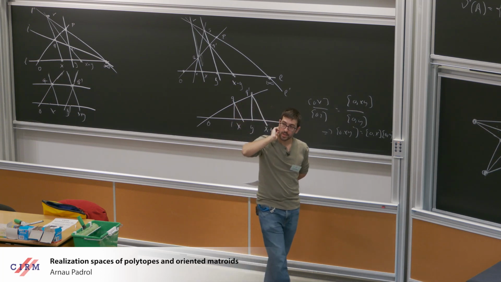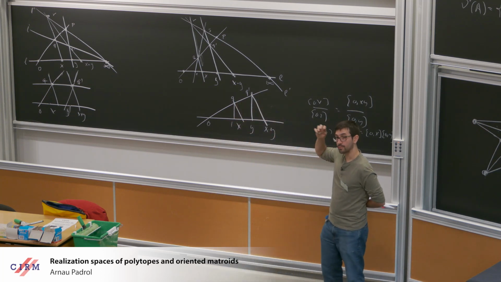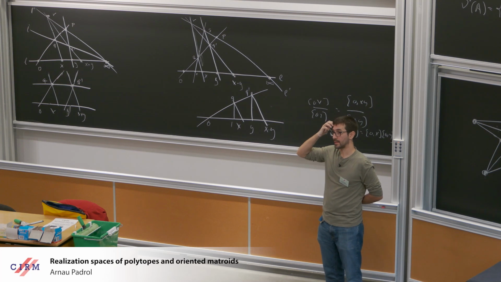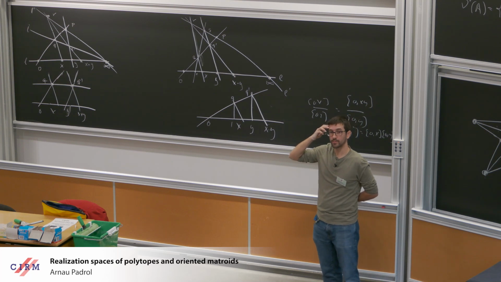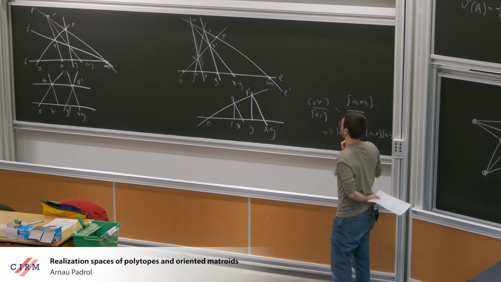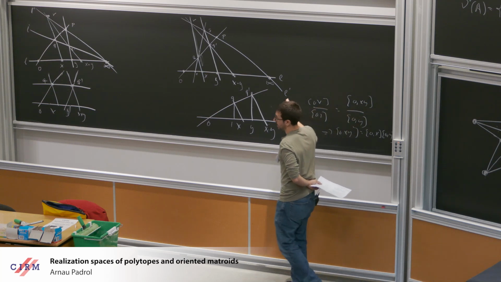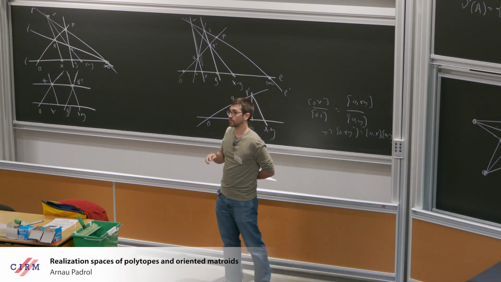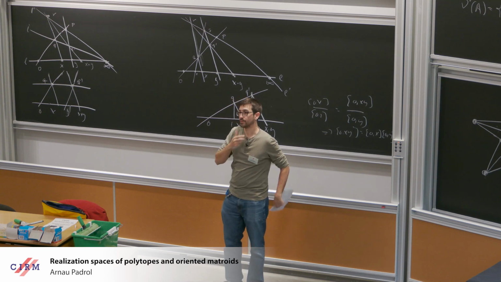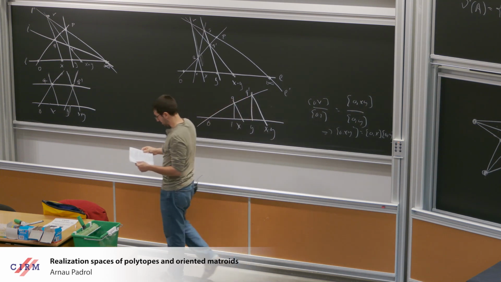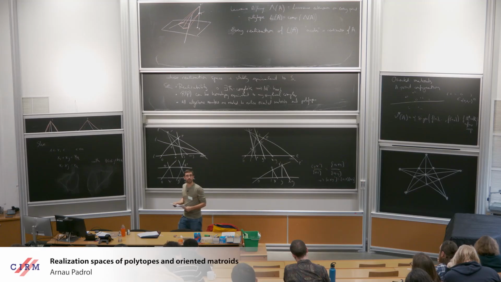So Richter-Gebert then used a different set of tools to prove the universality theorem for four-dimensional polytopes. And now we also know that this is also true in dimension 4. I don't know if there is any question.